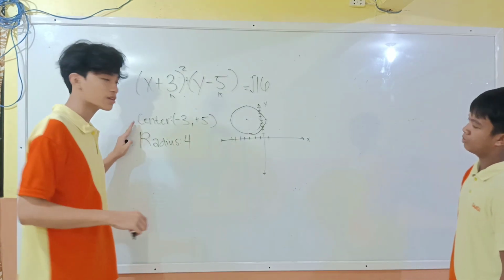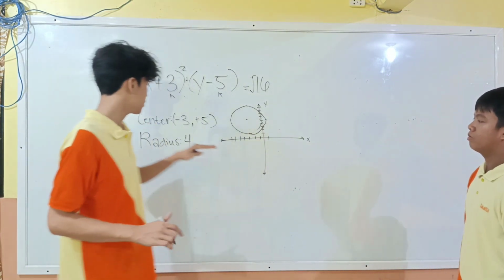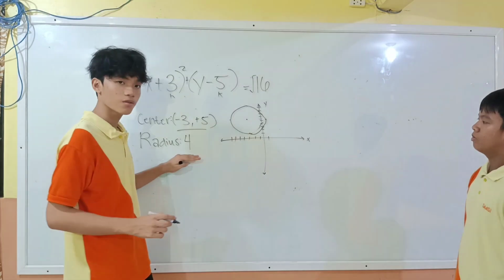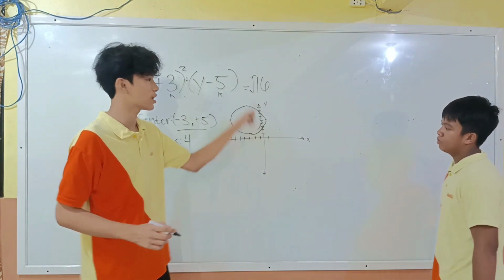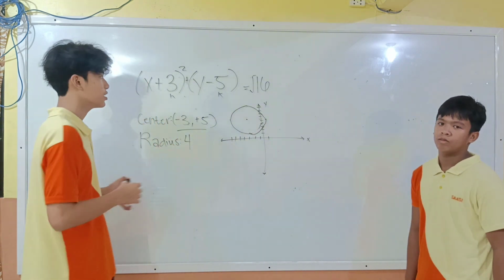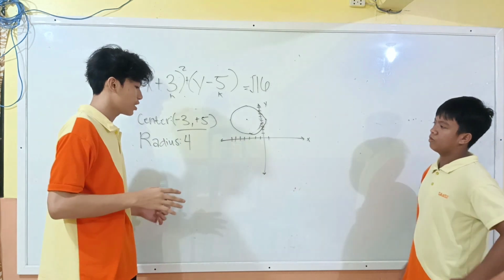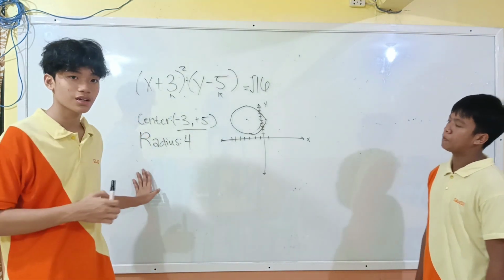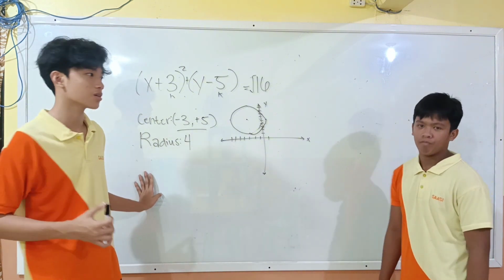We first get the center and then the radius. And then on a Cartesian plane, we find these coordinates and simply go 4 units away from the center. And then you match the dots. That's it for graphing the circle. Next up, we will learn how to know if an equation is an imaginary circle, a circle, or a point circle.